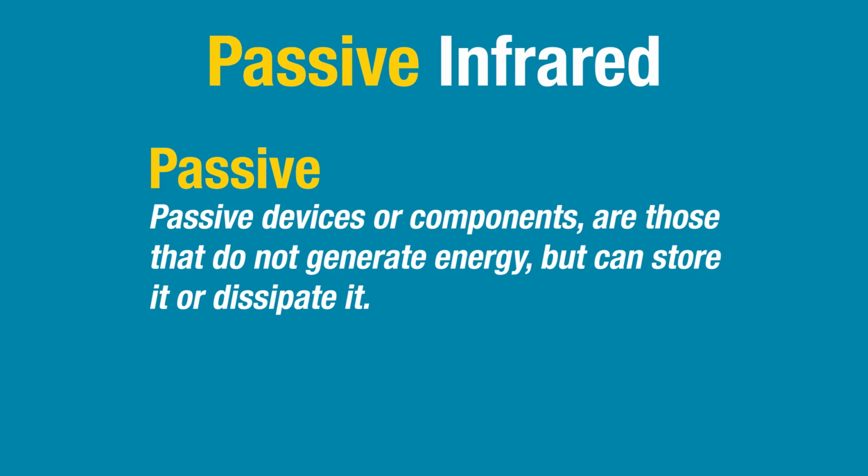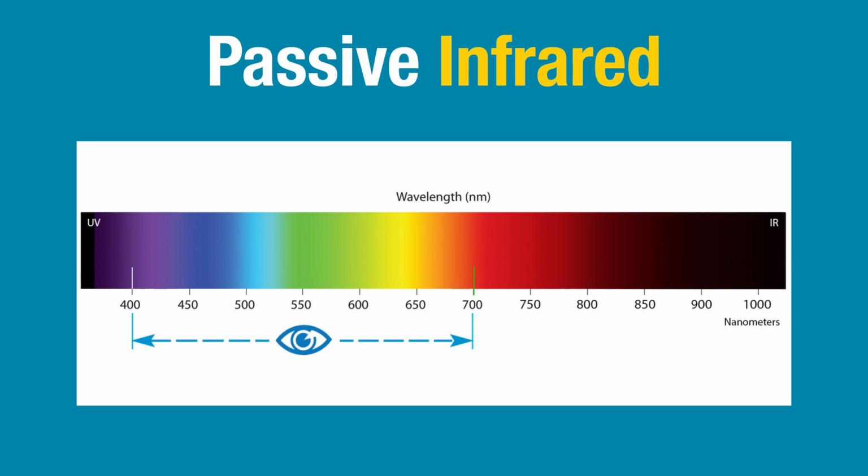If you've ever walked past a house at night or into a dark room and had the lights turn on automatically, they likely used a motion detector called a PIR sensor. PIR stands for passive infrared. Passive devices or components are those that do not generate energy, but can store it or dissipate it. Infrared is a form of electromagnetic radiation with wavelengths longer than visible light.